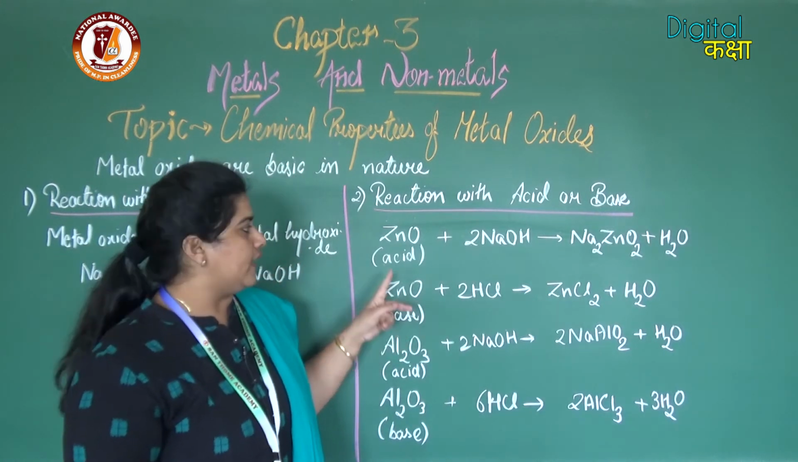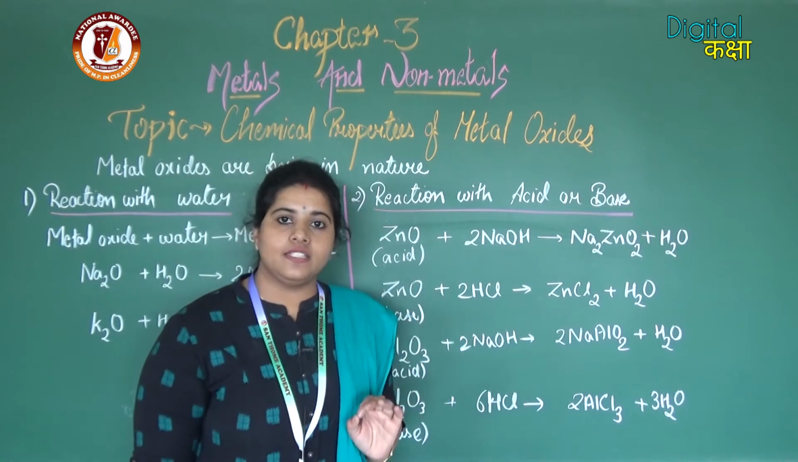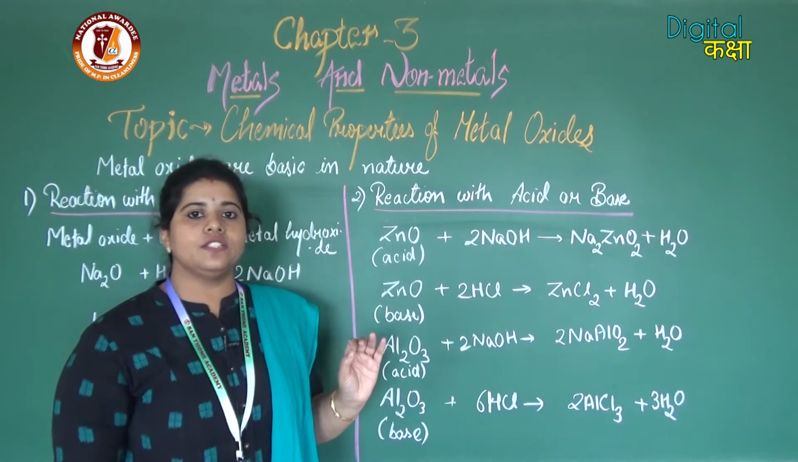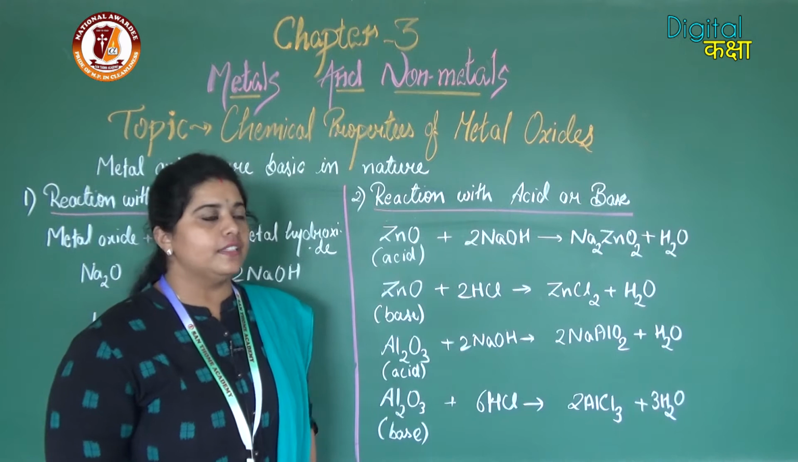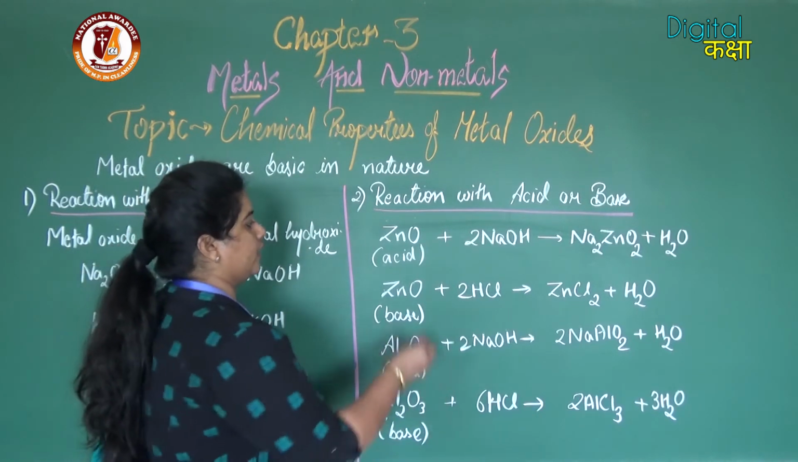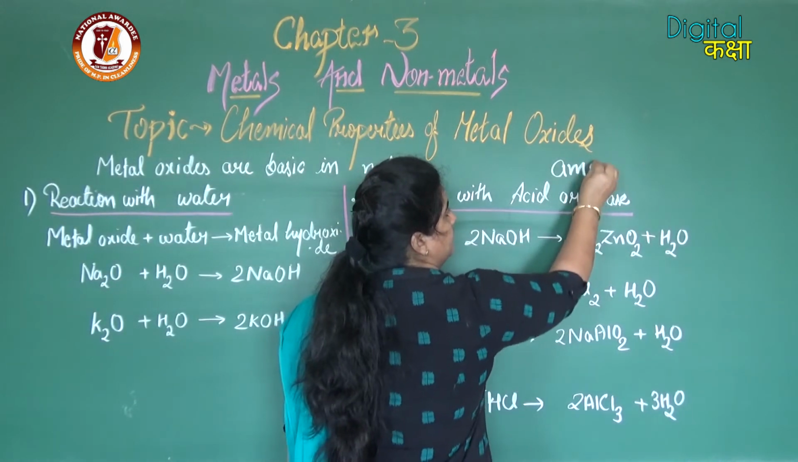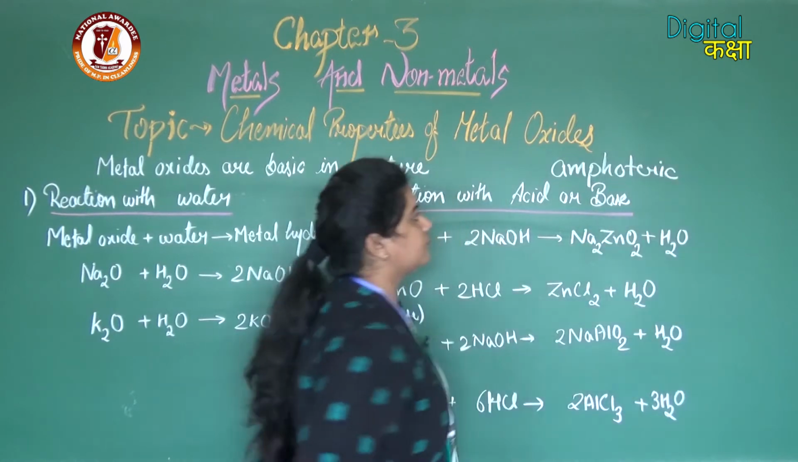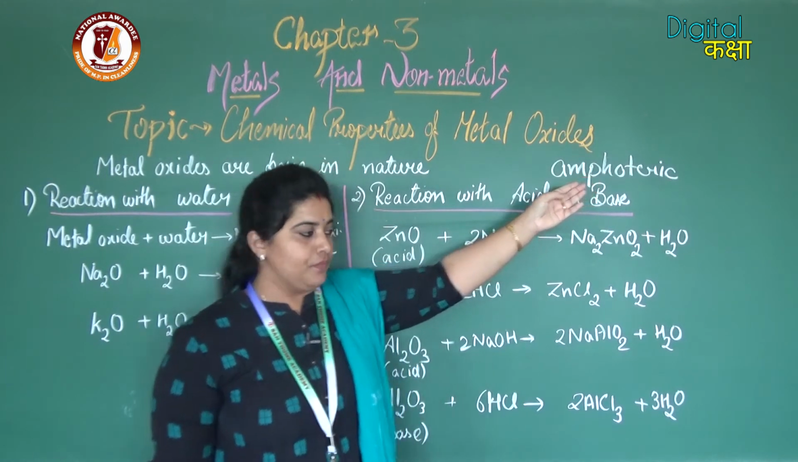So we can say that zinc oxide is showing both behaviors, acidic as well as basic. If metal oxides show both acidic and basic behavior, then they are called amphoteric oxides. So they are called amphoteric oxides.